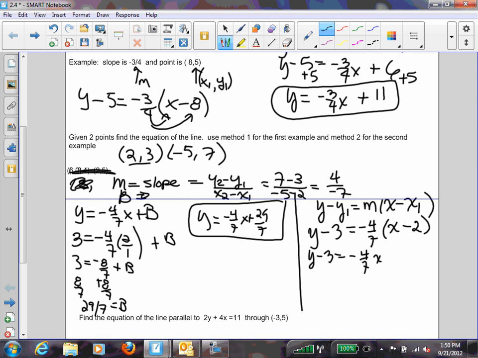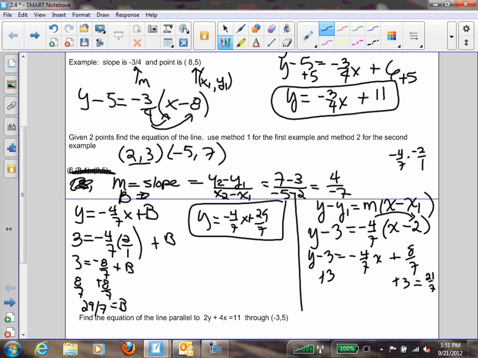What am I going to write? Because that's negative 4/7 times negative 2 over 1. I'm going to change that sign. We're going to have two negatives, correct? And that 2 is 2 over 1. Can you see that? All right, we're going to add 3. And we just said that 3 is 21/7, and we get the exact same equation that we did on the left.